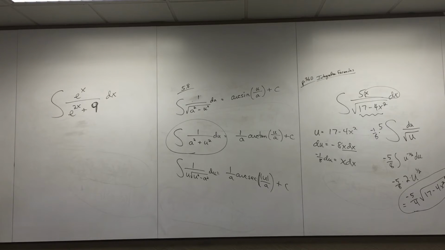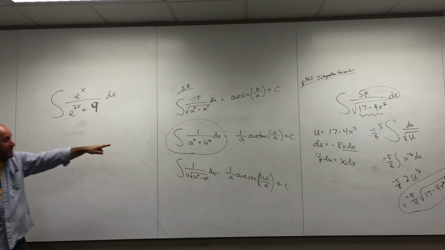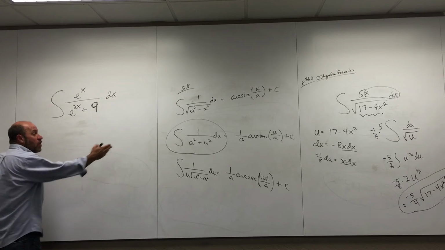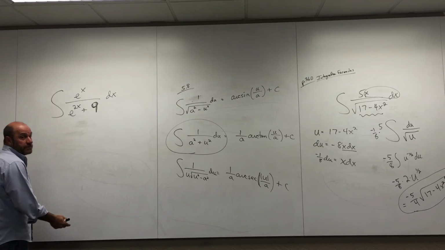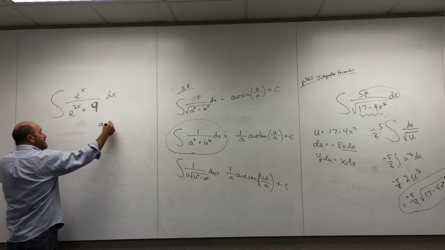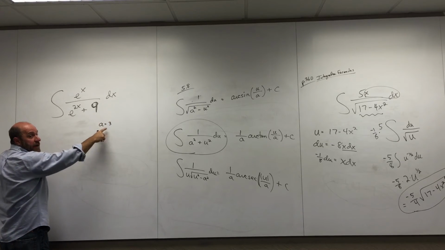e to the x doesn't come out because there's an x on it. You don't pull variables out. You pull constants out. I'm still thinking about this. I'm thinking maybe I can fix the numerator. What would be the a? 3. Yes, it would, because that's a squared. So a would be 3.